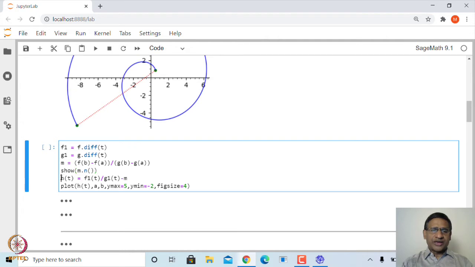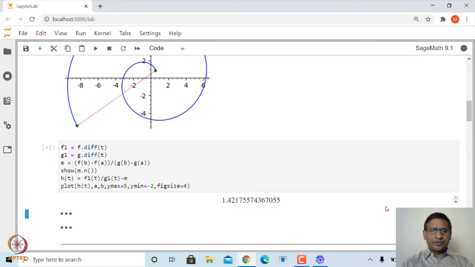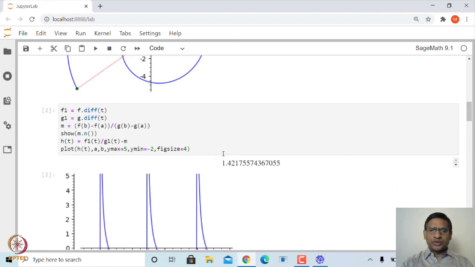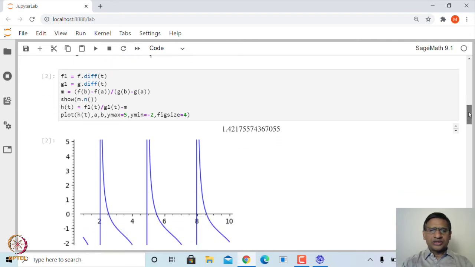So, we can define a function h(t) equal to the derivative of f at t divided by the derivative of g at t, minus m. To find such a c, all we need to do is find the zeros of h(t). So, let us plot the graph of h(t). This is 1 upon the slope of the chord.